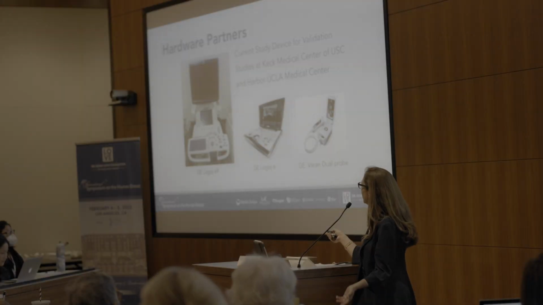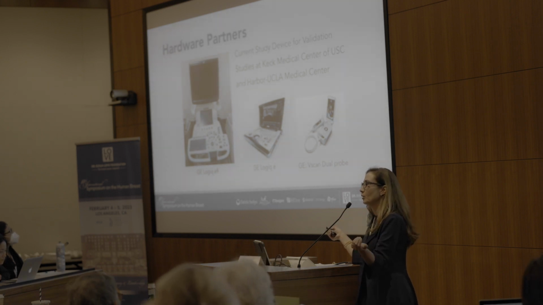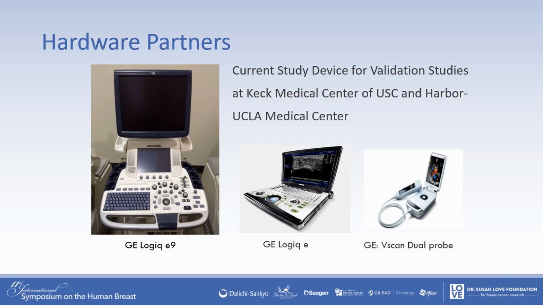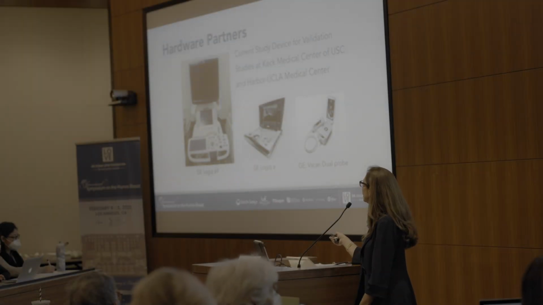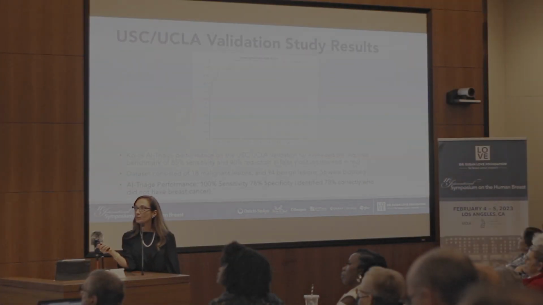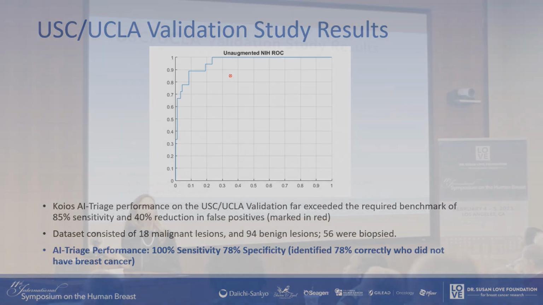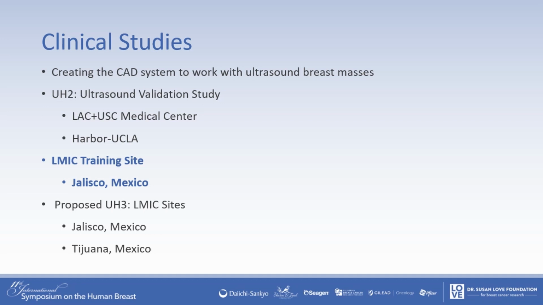So they came to USC, and what we did was we recruited about 200 patients, combining USC and Harvard, UCLA, and each person with a palpable lump got an image from each of these 3 different ultrasound machines. Then we gave it to the AI to decide which are benign and which are suspicious, and it did a fabulous job. The AI triage performance was 100% sensitivity, 78% specificity, so it correctly identified 78% of the women who did not have cancer. So now we were ready to try this in a training site in Mexico.